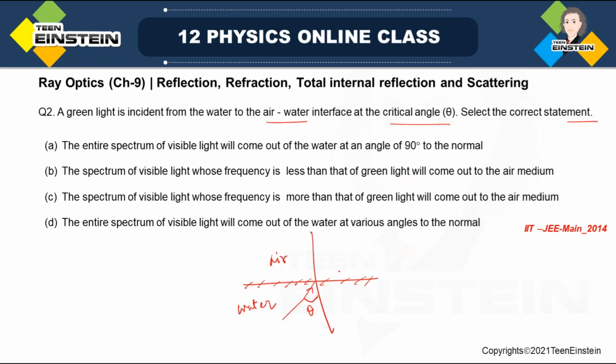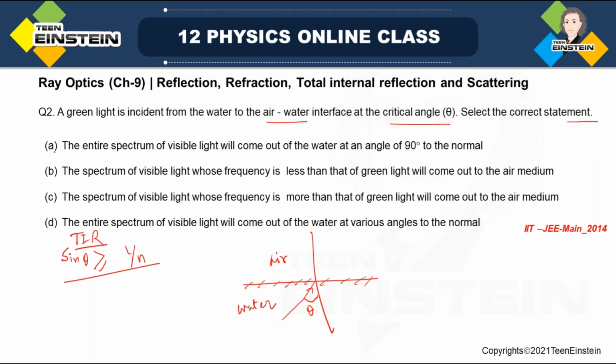So we know two things. If theta is the critical angle, we know the condition for TIR, total internal reflection. Total internal reflection will happen only when the angle of incidence is greater than the critical angle. That means sin theta must be greater than or equal to 1 over the refractive index n. So this is the condition for TIR. We have a few more things to understand here. Let us first read the options one by one, and then we'll try to analyze.